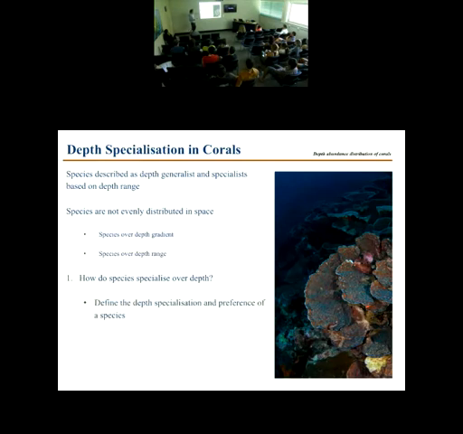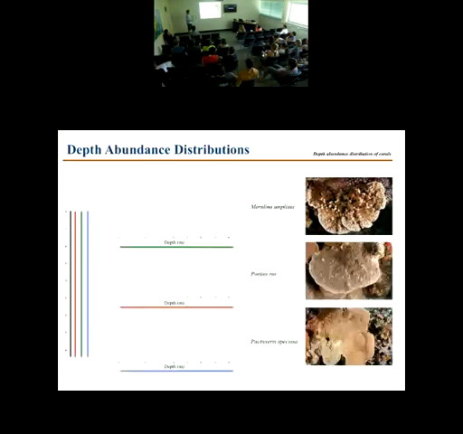So to define the depth specialisation and preference of a species, I'm going to use the depth range, but I'm also going to use the relative abundance over depth for each of those species to give a little more data to this. And the reason this is important is I'll show you, this is again using data from Kimbe Bay over 3 species, a Merulina, a Porites and a Pachyseris.